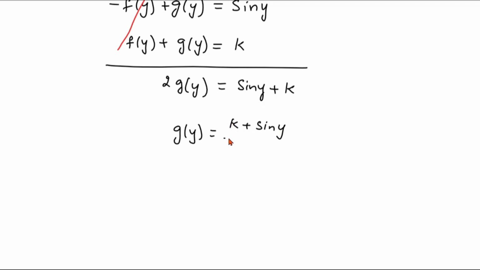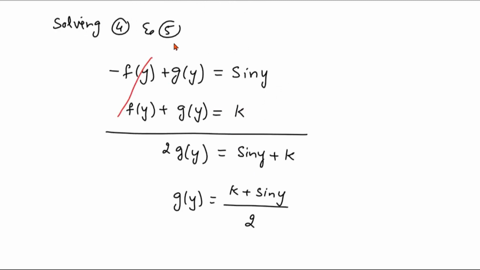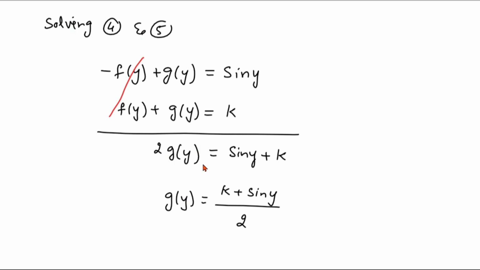So whole divided by, I'm cross multiplying this 2 on the other side, will be getting divided by 2. So I have got the first value, g of y. If you want to find out f of y, either you can use equations 4 and 5 and then get the value of f of y, or you just plug this g of y back into any one of these equations, either equation 4 or equation 5, and get the solution.